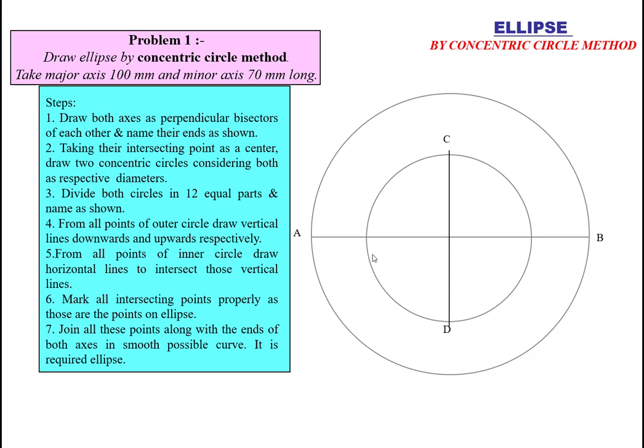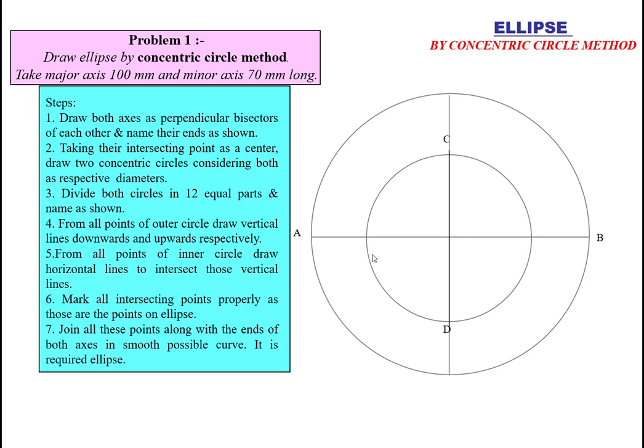After drawing that, we have to draw one axis, line segment AB, and line segment CD perpendicular to it, whose dimensions are AB of 100 mm and CD of 70 mm. Now extend points C and D up to the bigger circle, and then we have to divide the circle into 12 different parts, or 12 equal parts.